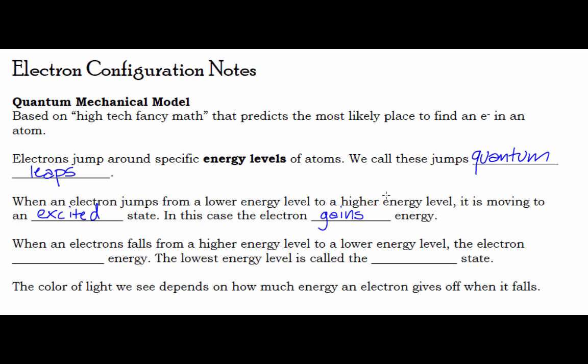When an electron falls from a higher energy level to a lower energy level, the electron loses energy. We see this loss of energy in the form of light. The lower energy level, or the lowest level, is called the ground state. So the color of light depends on how much energy an electron gives off when it falls. If it's red light, it's not very much energy. If it's something like violet light, it's a lot more energy. And other parts of the electromagnetic spectrum fall into that category as well.